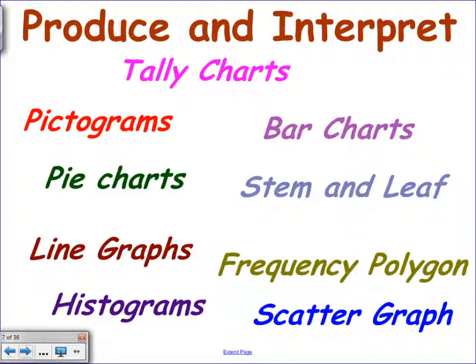So let's get down to what we're doing today and tomorrow. Today and tomorrow we're going to be looking at producing and interpreting those displays. Now, very rarely in the exams do you have to create them from nothing. So to help this lesson go smoothly and quickly, I've produced this in-class worksheet. These are the display types we're going to cover today and tomorrow.